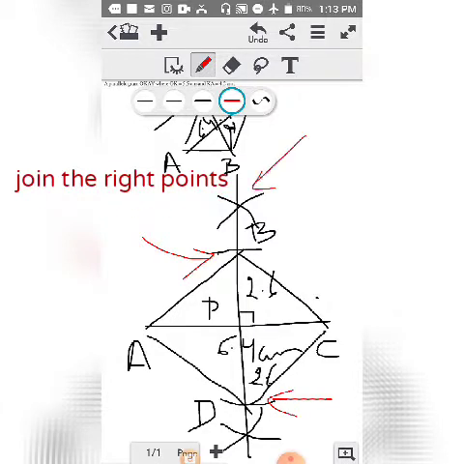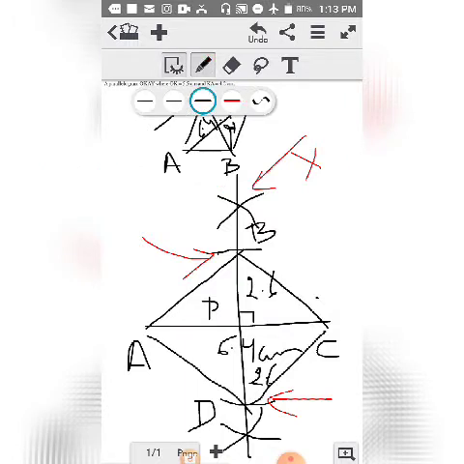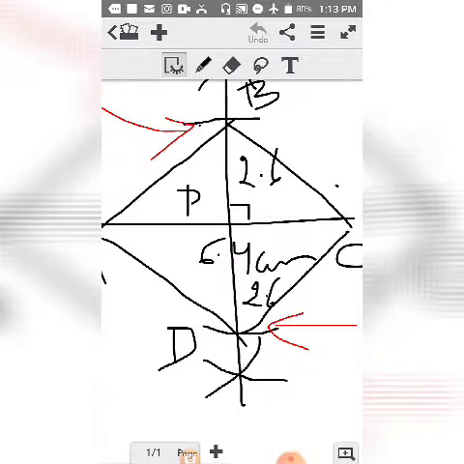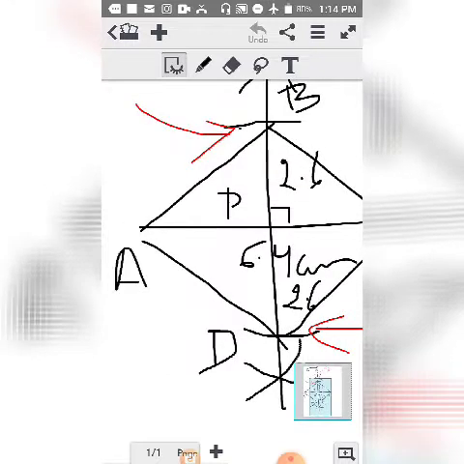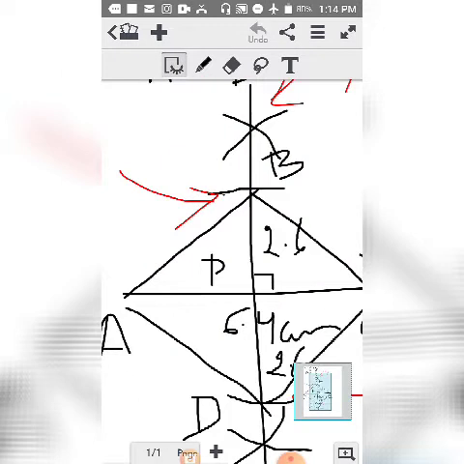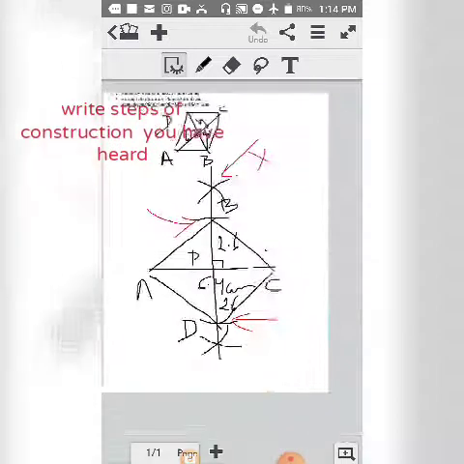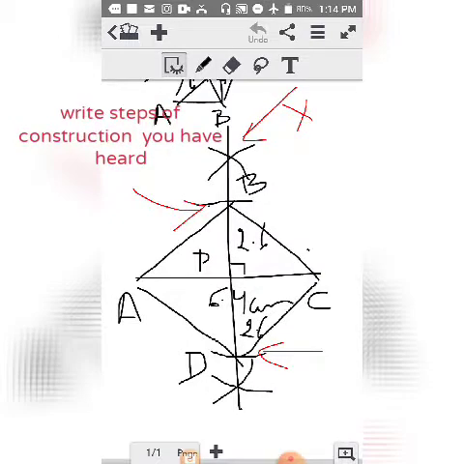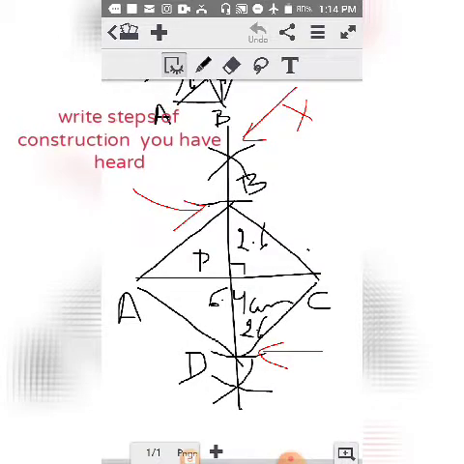Most of the children make this mistake. You will not join here. You will not join at the lower cross. You will join where you have cut 2.6. So from P you have cut PB and PD. So you will join the lines AD, DC, BC and AB. This way the figure will be complete. So ABCD is a rhombus in which AB, BC, CD, DA will automatically become equal.